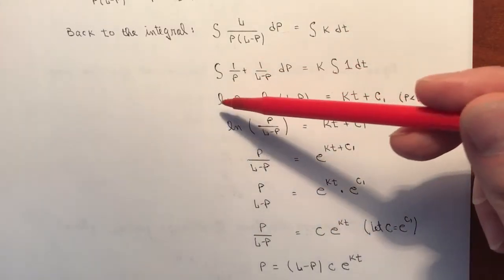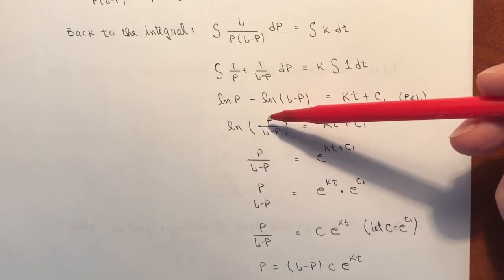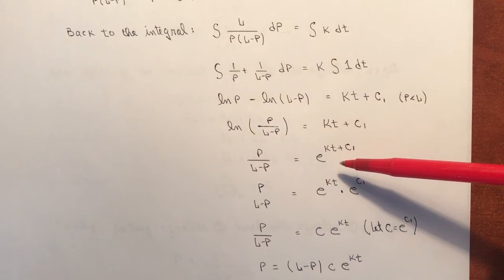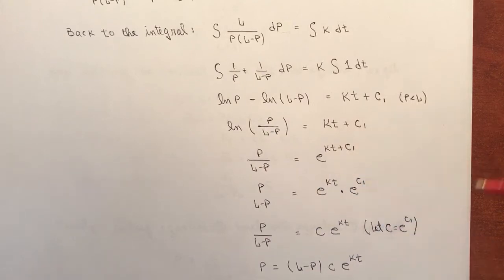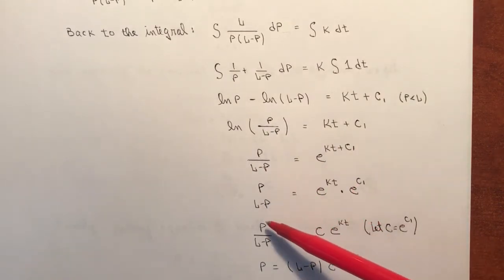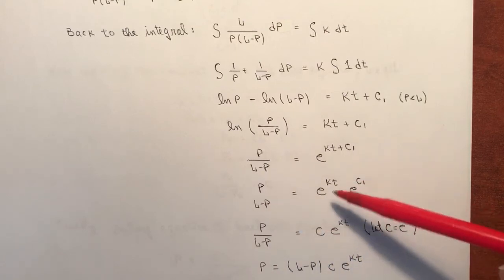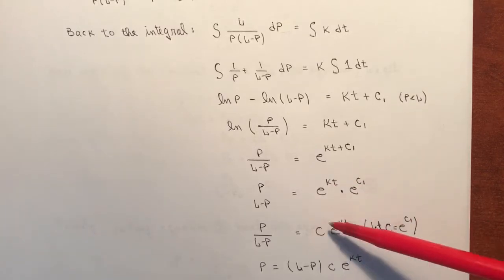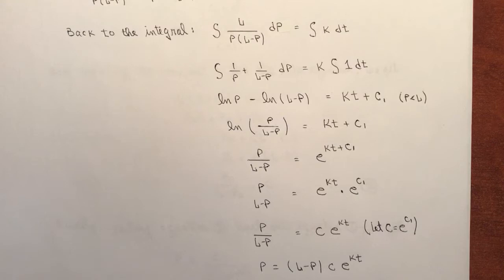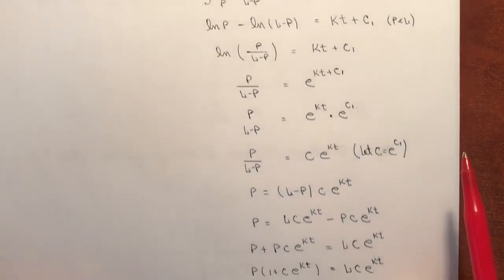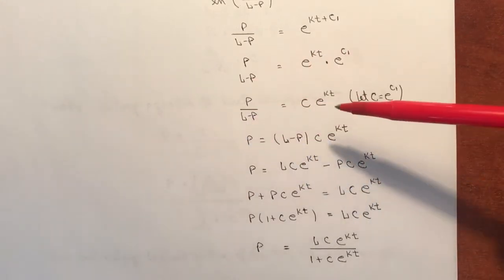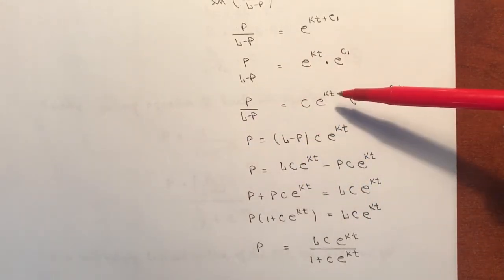Now remember that ln of u minus ln of v is ln of u over v, so we bring it into one ln, and we get rid of the ln by raising both sides to the power of e. So that P over (L minus P) is equal to e to the kt times e to the c1. I wrote c1 over here because I knew that I would want to rewrite e to the c1 as one single constant C. So what do we get here? We get that P over (L minus P) is equal to C times e to the kt.